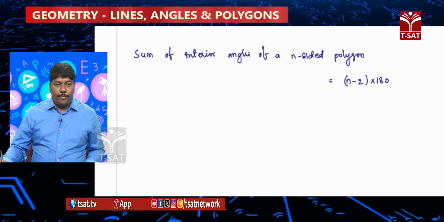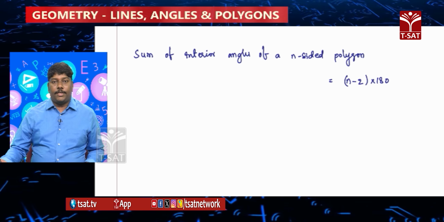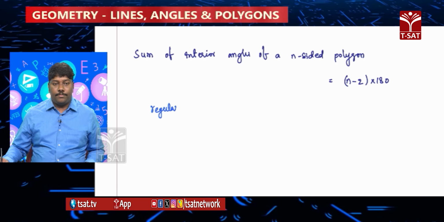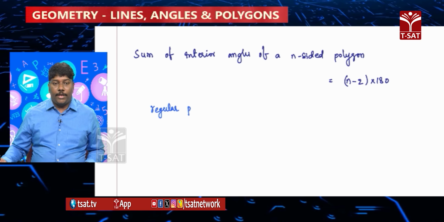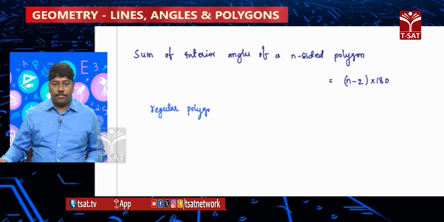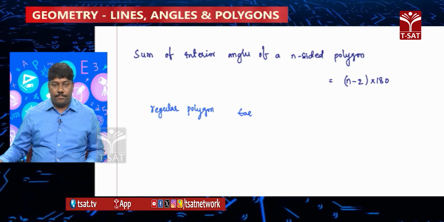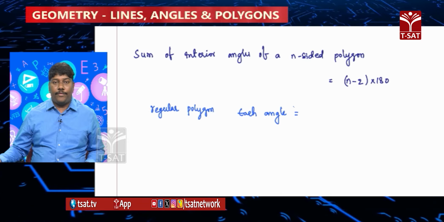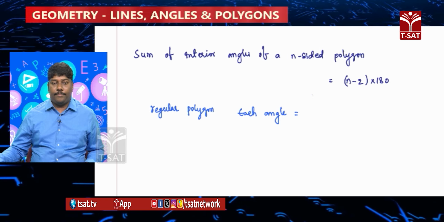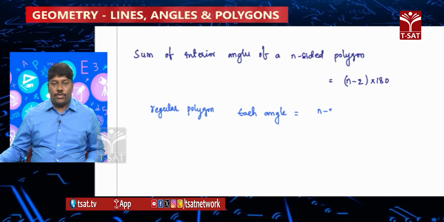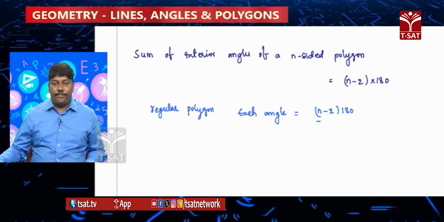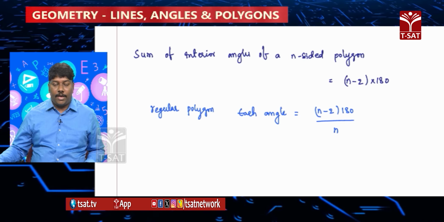If it is a regular polygon, what do we mean by the term regular? Regular means all sides and all angles are equal. For a regular polygon, each angle of an n-sided regular polygon is (n minus 2) into 180, divided into n parts. Therefore, each angle will be divided by n.